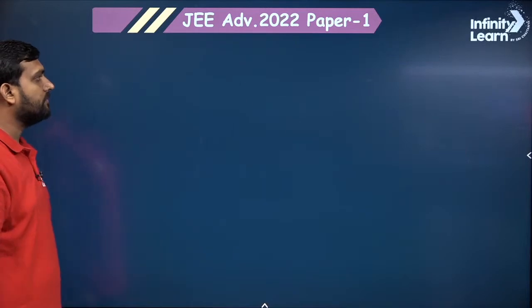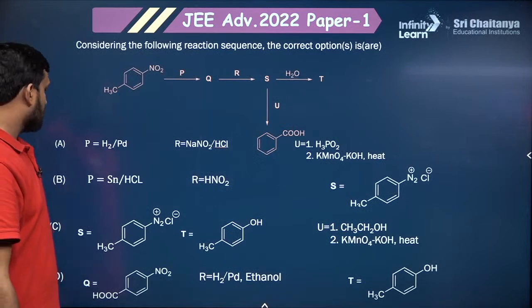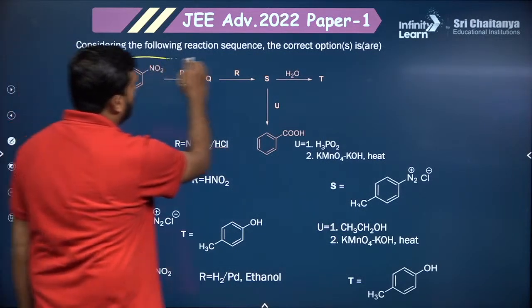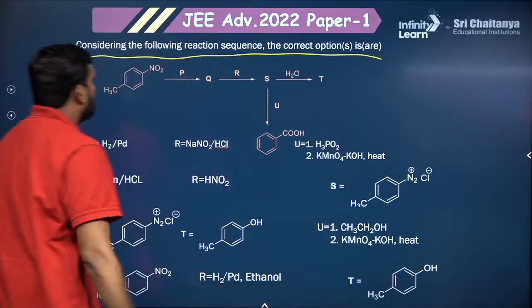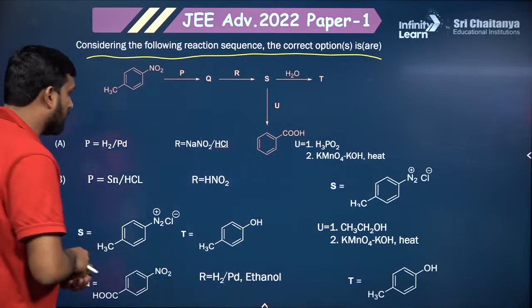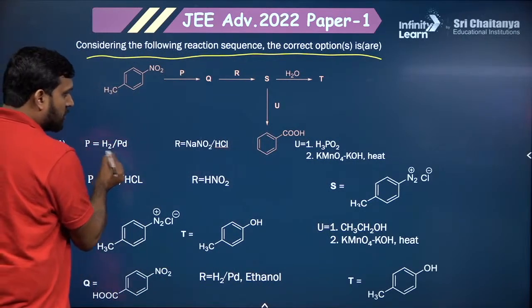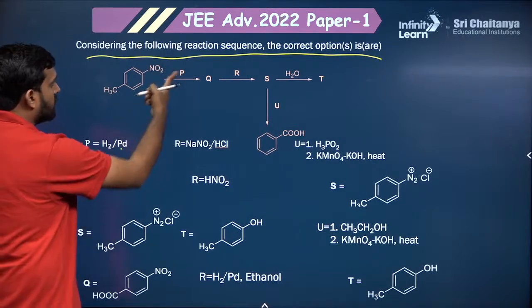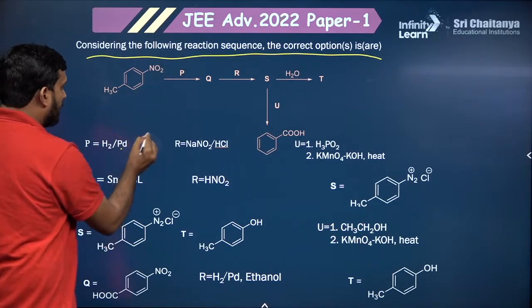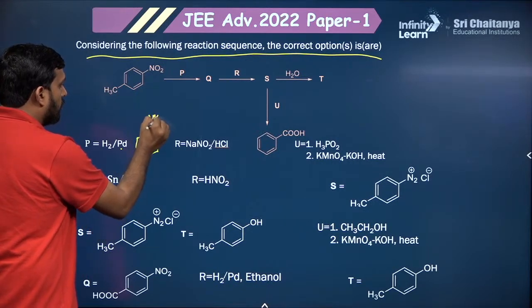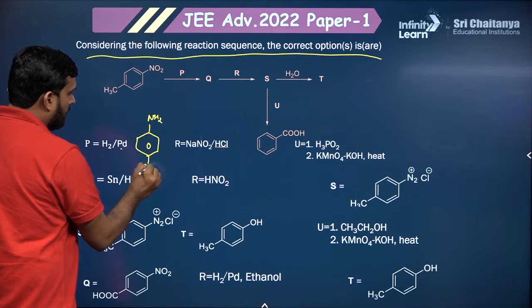Going to the next question. There is another multi-correct question, and the question is: considering the following reaction sequence. There is a sequence given and you have to match it with each option. It's a hectic question, I would say. P is H2 plus Pd. So what will happen if you use this as P? I'm writing the product here, Q. The Q will be the reduction of the nitro group into an amine. So this will be the product.